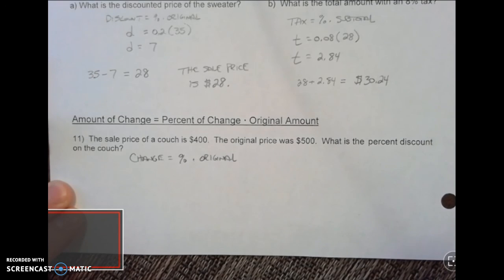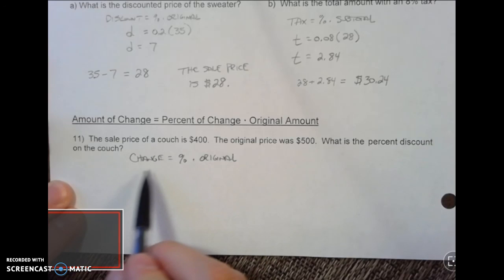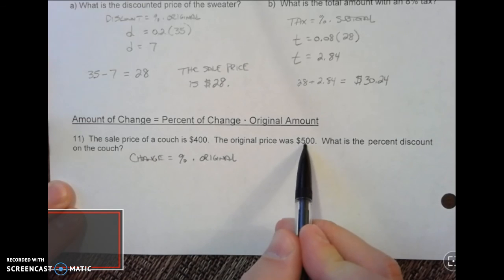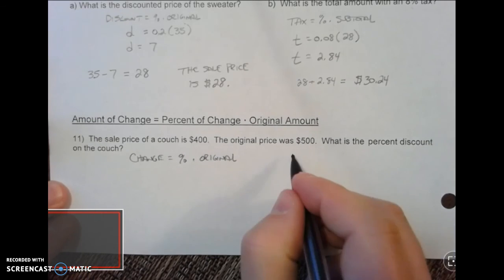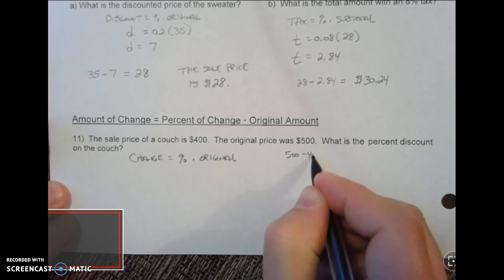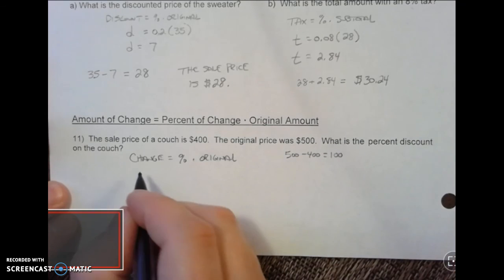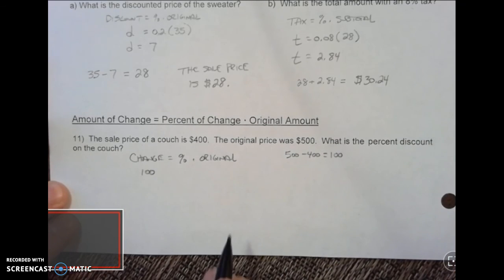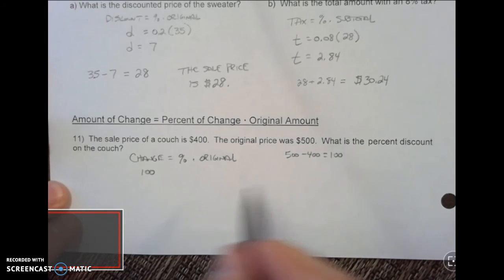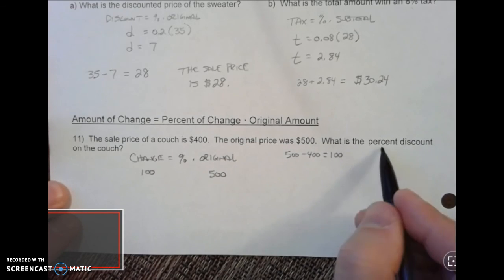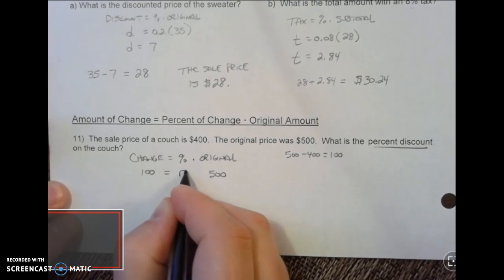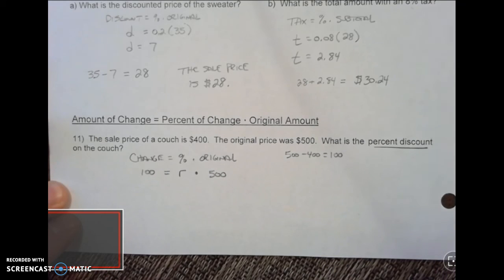And what I'm going to have to do here is see how much the change was going to be. Well, the original price was $500. Now the sale price is $400. Well, we know that 500 minus 400 is 100, and that's how much the price changed on the couch. Again, the original price was the $500, and we're trying to find the percent discount. So R times 500 in this case.